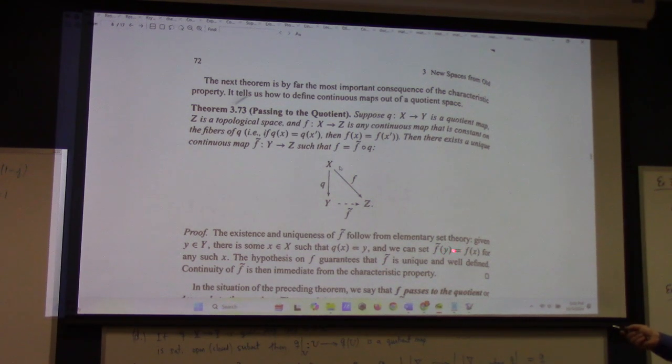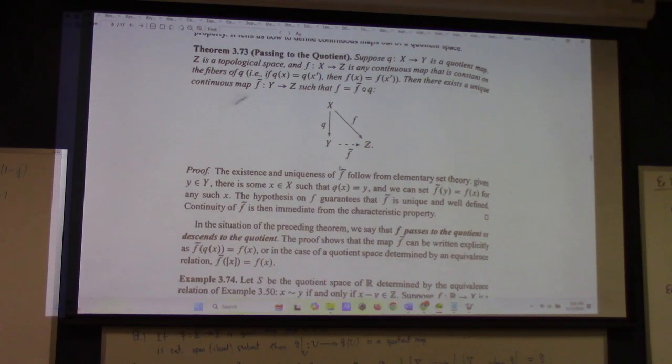Because we know that f is equal on fibers, right? So it doesn't matter which x I pick. They all map to the same y under q, you know? So that means that f tilde is unique and well-defined, and then continuity of f tilde is immediate from the characteristic property because, well, we have to go back and understand the characteristic property, but there it is.